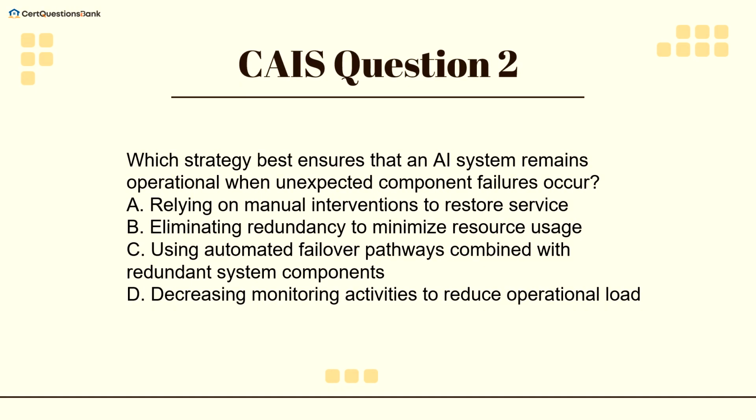Which strategy best ensures that an AI system remains operational when unexpected component failures occur? A. Relying on manual interventions to restore service. B. Eliminating redundancy to minimize resource usage. C. Using automated failover pathways combined with redundant system components. D. Decreasing monitoring activities to reduce operational load.